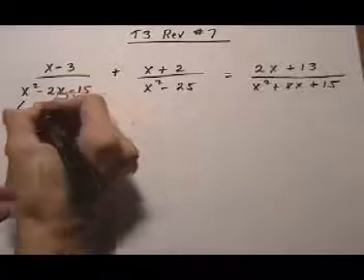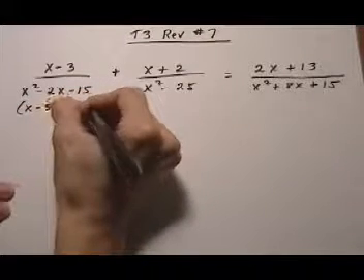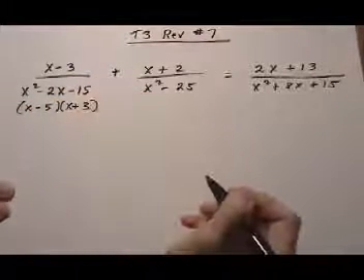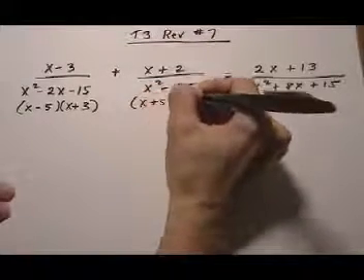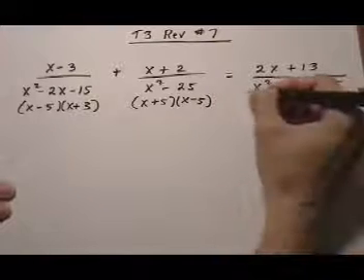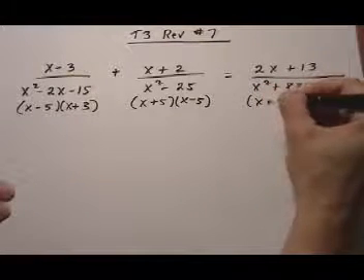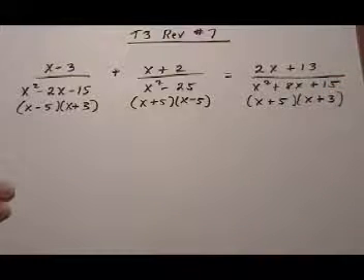X squared minus 2x minus 15 is x take away 5, x plus 3. X squared minus 25 is x plus 5, x minus 5. And x squared plus 8x plus 15 is x plus 5, x plus 3.